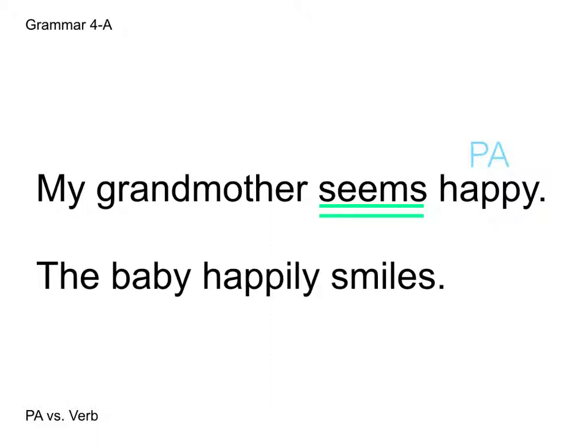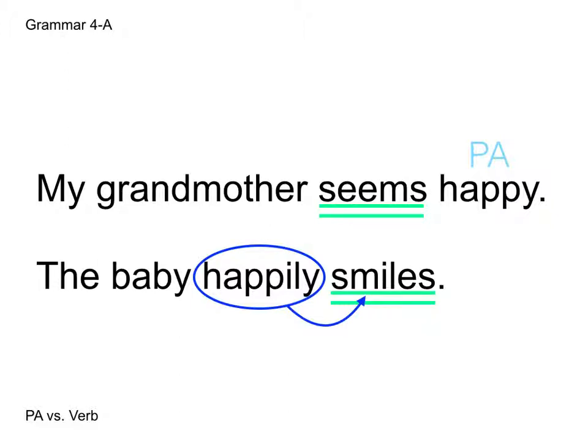The action being completed in this sentence is smiles. Happily, in this instance, is telling you how the baby is smiling, making it an adverb. So just make sure you're watching out, and if you're completely unsure as to what is the predicate adjective, or if there is a predicate adjective, always identify the verb first, and that will help you out a lot.